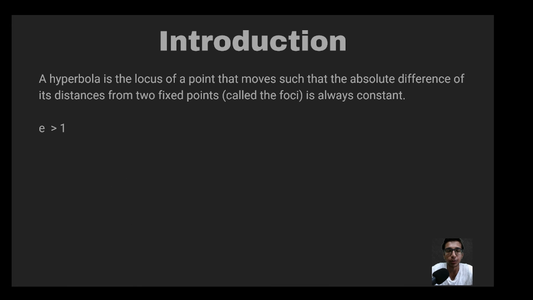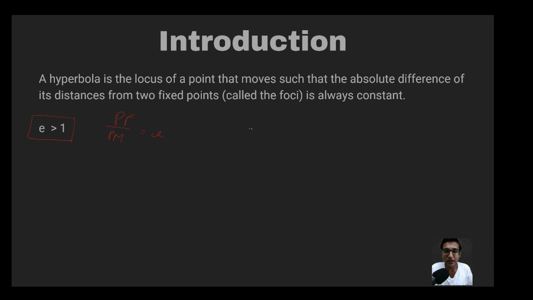So what is a hyperbola? Hyperbola is the locus of a point that moves in such a way that the distance of any point on the hyperbola from the focus and its foot of perpendicular on the directrix remains always constant. So again, PF by PM would remain constant, and which is E. In this case, E is always greater than 1, which is eccentricity.